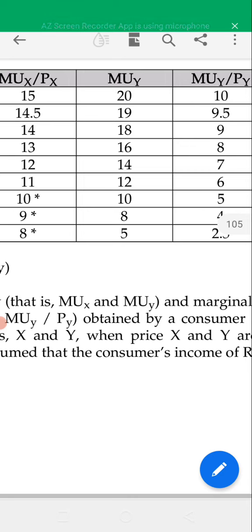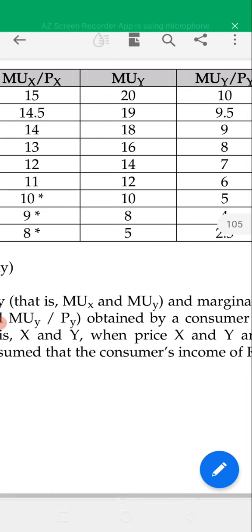So I'm looking there, 15, there's no 15 in this other one. For 14.5, there's no 14.5. So you can go down there, there's nothing until we reach 10. So you can see the MUX over PX, I have a 10 there. And then go to the MUY over PY, we also have a 10 up there. Okay, so these are two numbers.